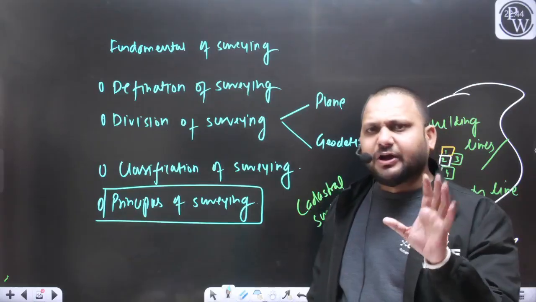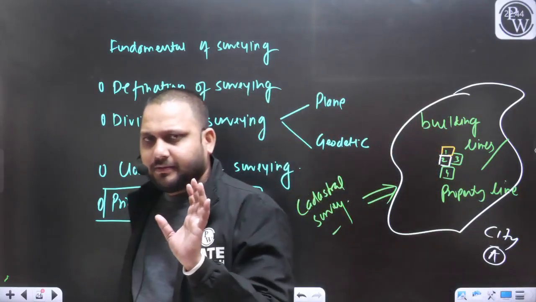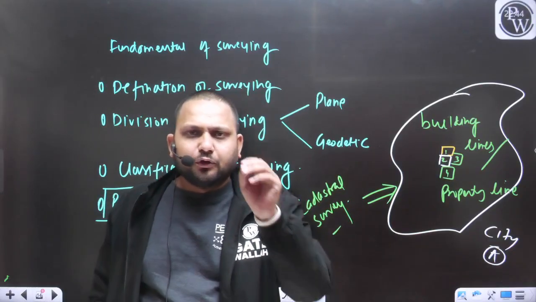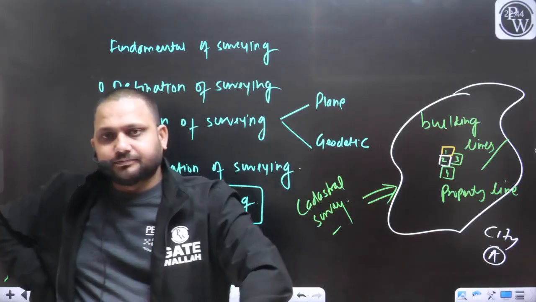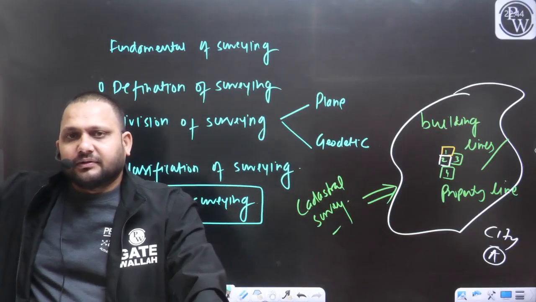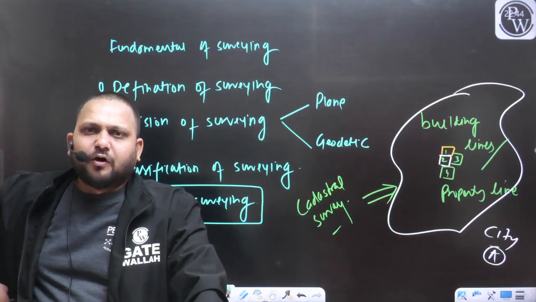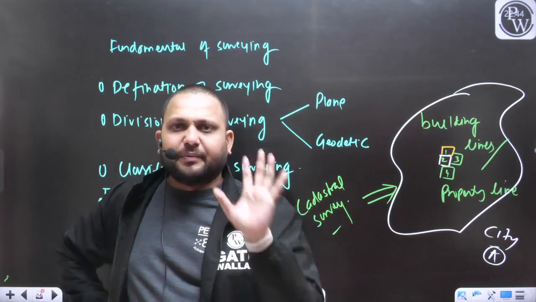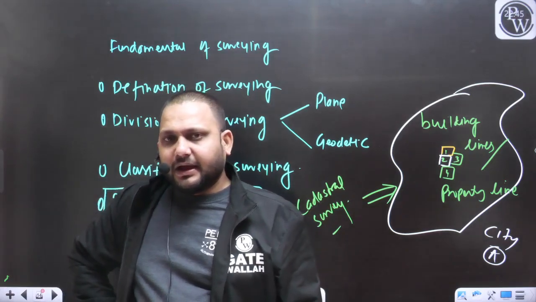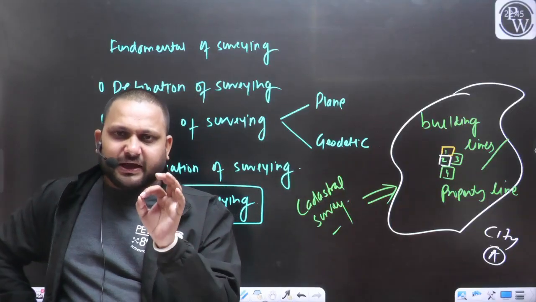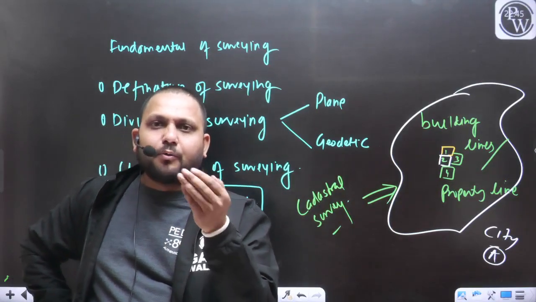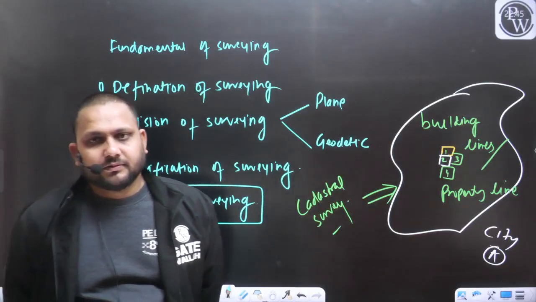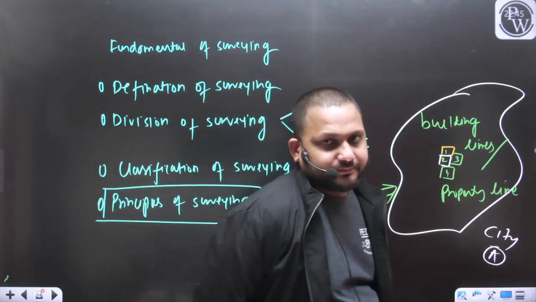So whether you are going for any survey, this principle will help you to reduce your errors in your measurement. If you are following this principle of the surveying, there will be less chances of error in your measurement. And if there are less chances of error, can we say there will be more chances of getting the accurate data? So that's why it is recommended.